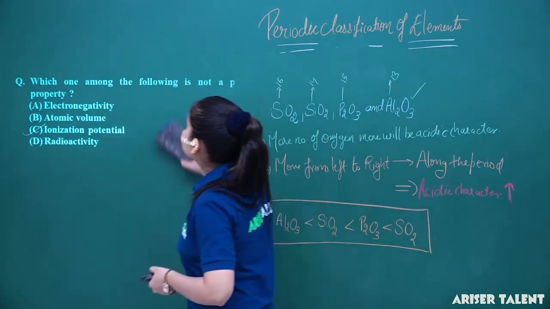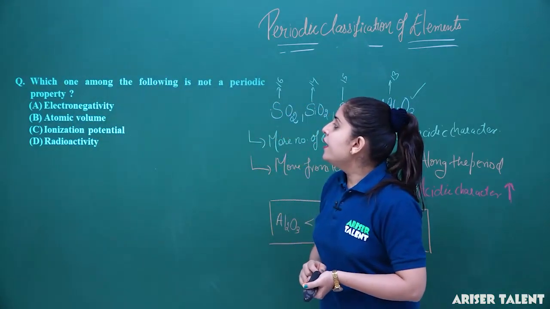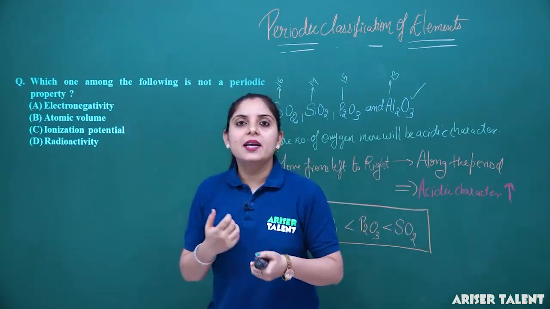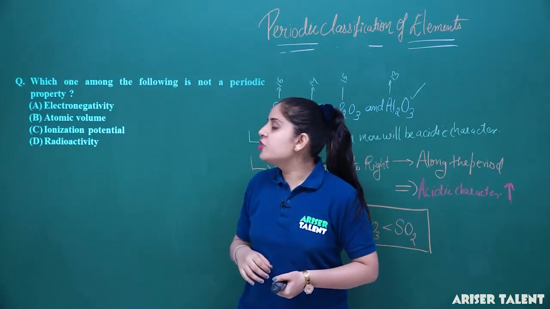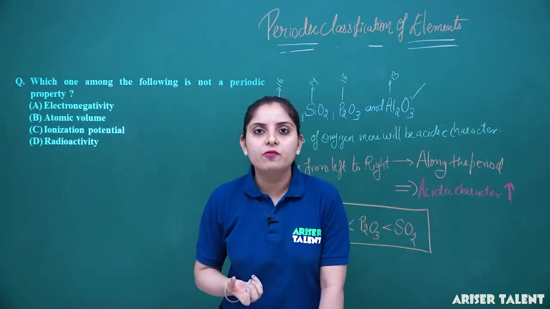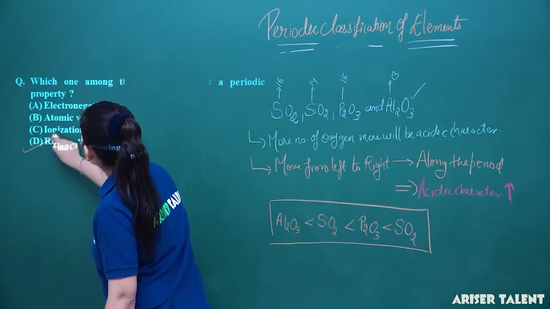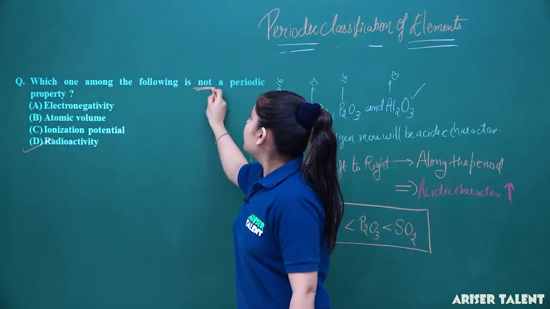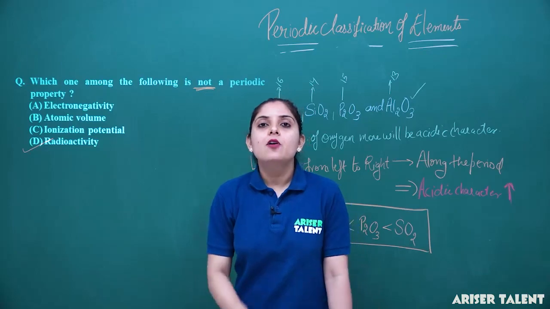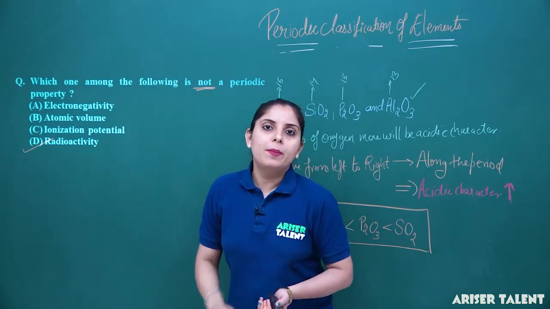Which one of the following is not a periodic property? So let's see the options here. Electronegativity is a periodic property, we have discussed it earlier. Atomic volume is again a periodic property. Ionization potential is again a periodic property, because these properties basically depend upon the electronic configuration. So they are periodic properties. Among all these options, radioactivity is not a periodic property. Radioactivity, refractive index and the specific heat of a substance are not counted as periodic properties. So radioactivity here will not be a periodic property.